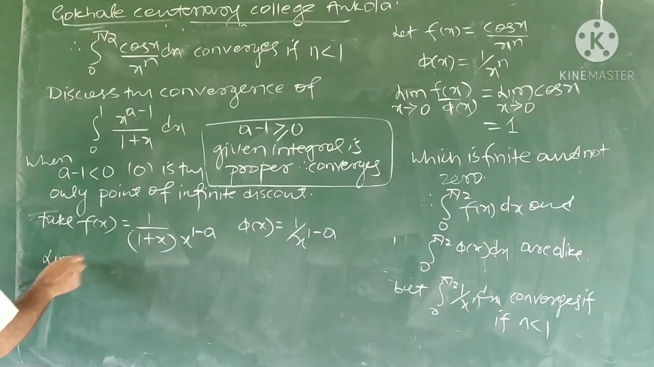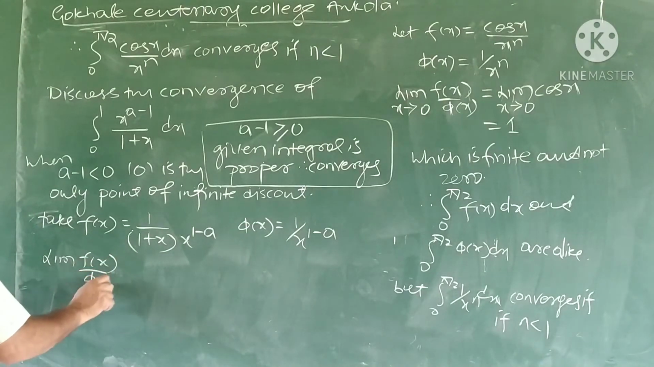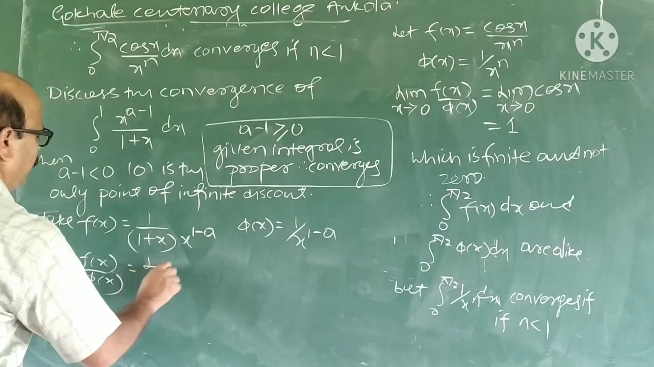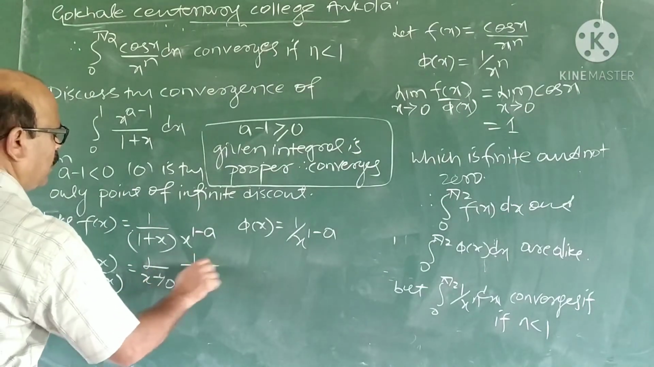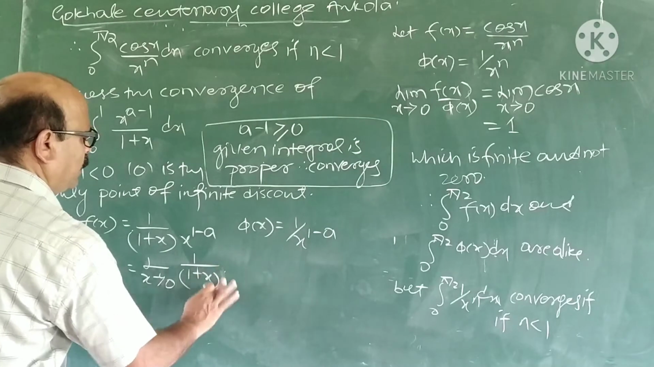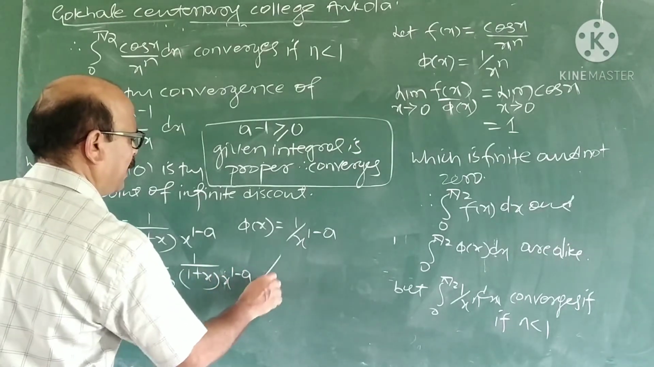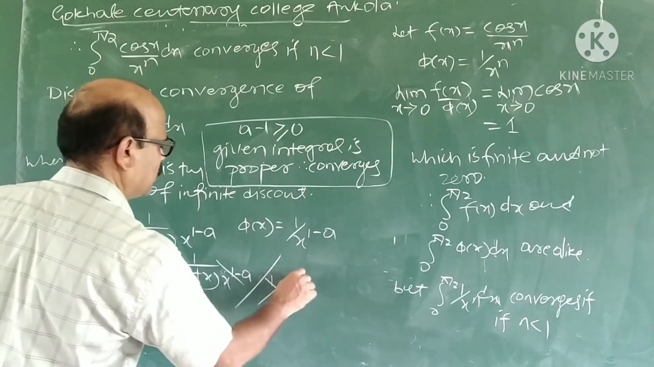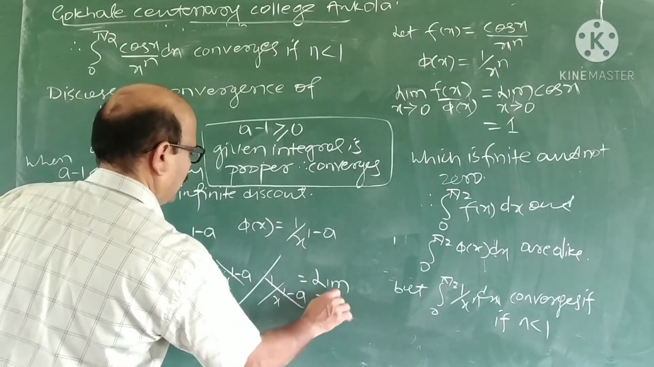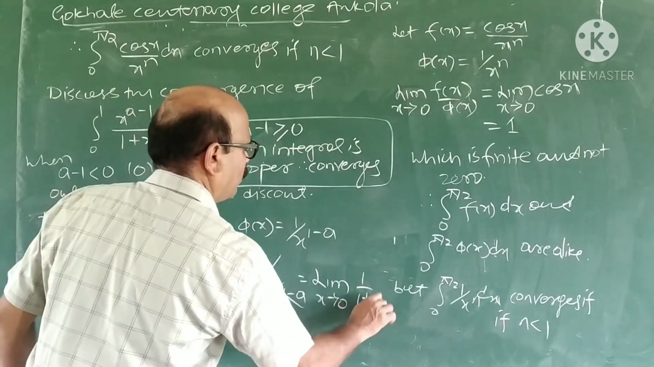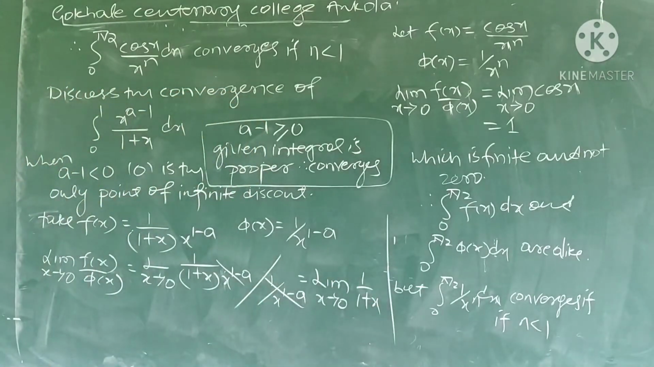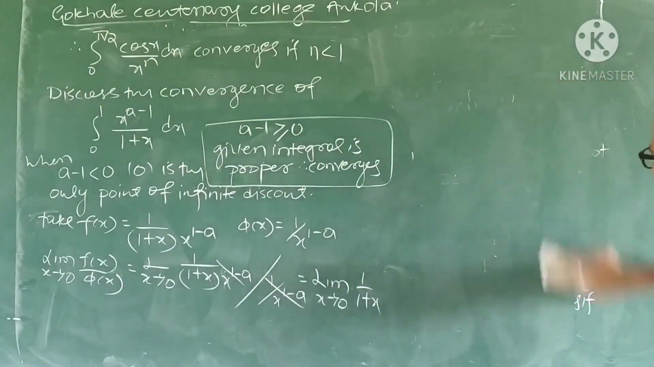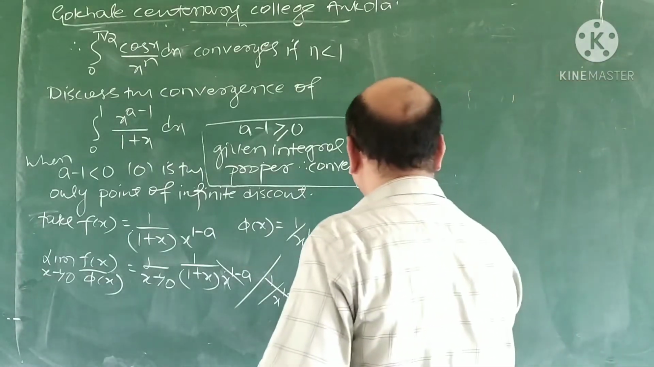Now, take the limit of f(x) by phi(x) as x tends to 0. That is the limit as x tends to 0 of 1 upon (1 plus x) raised to 1 minus a, divided by 1 upon x raised to 1 minus a. This cancels. It is the limit as x tends to 0 of 1 upon 1 plus x. And what is this? This limit is 1.